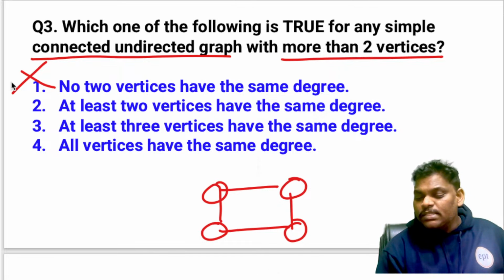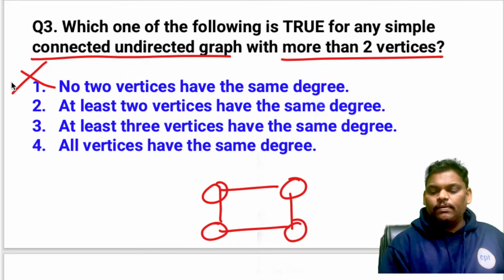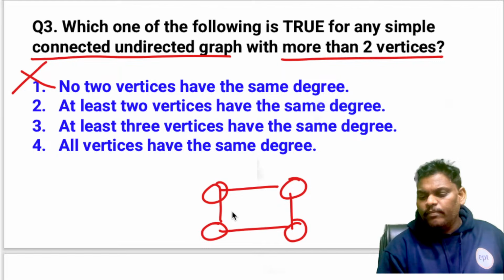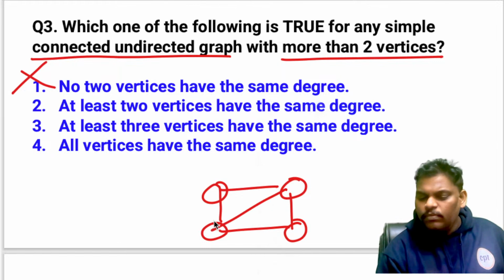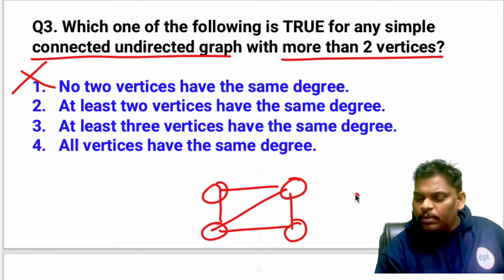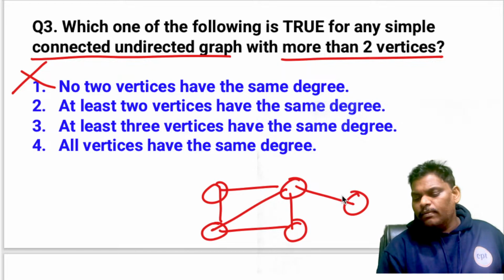At least two vertices have the same degree. So, I think in this diagram, at least two are having the same degree. Let me write one more. At least two having the same degree. At least two have the same degree.